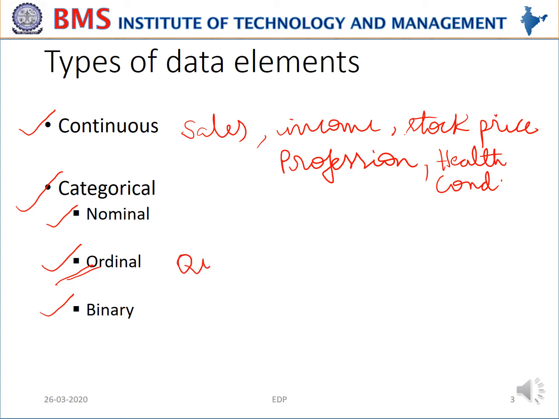Examples can be qualification, because the qualification of a person starts right from SSLC, PUC, degree, post graduation, doctorate, and so on. There is a specific ordering for mentioning this kind of values for the data element. In that case, we call them ordinal values.